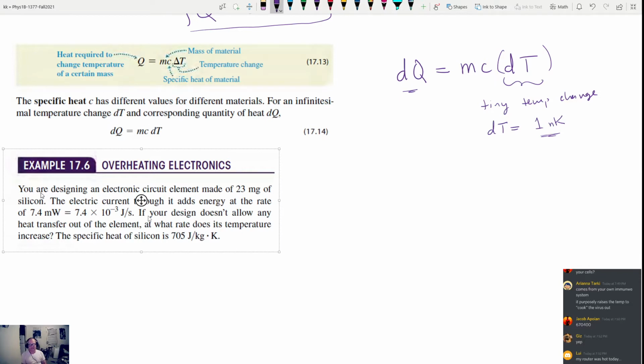So it says you're designing an electronic circuit element made of 23 milligrams of silicon. Okay, so 23 milligrams, that's going to be a mass.